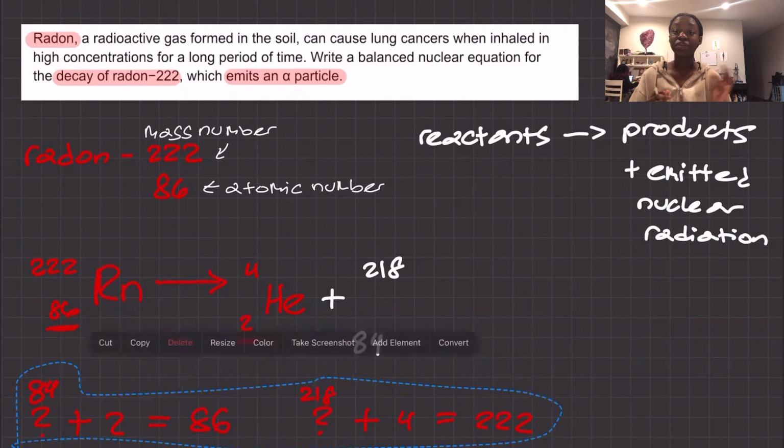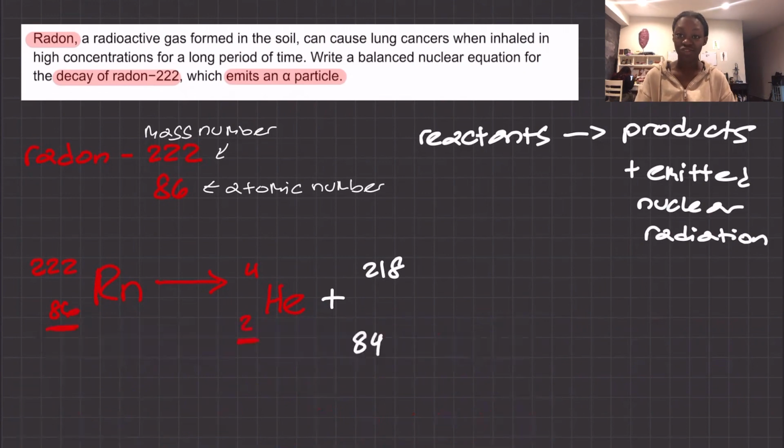Basically, we need to now look for an element that has an atomic number of 84. We always lead with the atomic number because remember, an isotope can have any mass number, but it's gotta have a specific atomic number that matches it to an element. An element can have any number of neutrons, but it's gonna have a specific number of protons every single time. So we're gonna go back to the periodic table and we're gonna find the element that has an atomic number of 84.